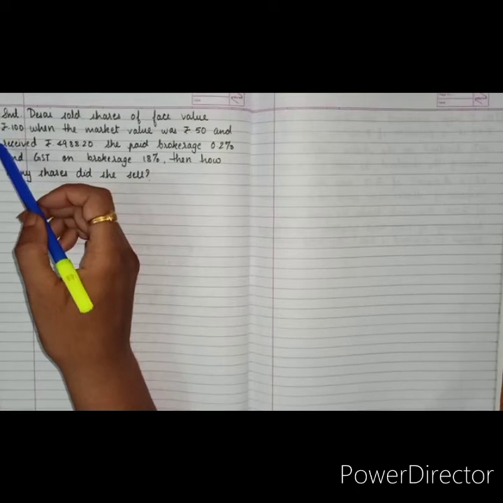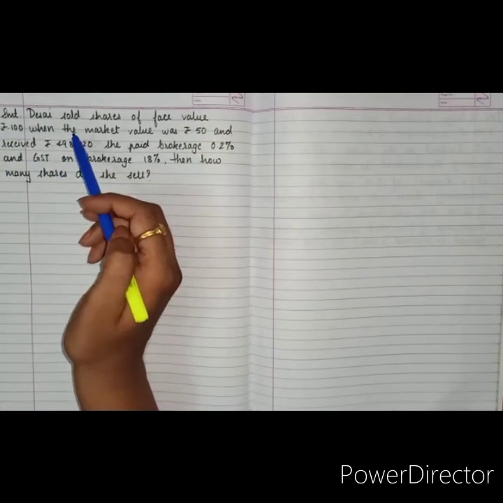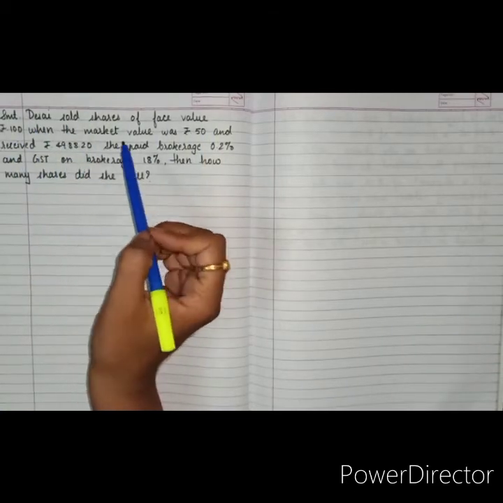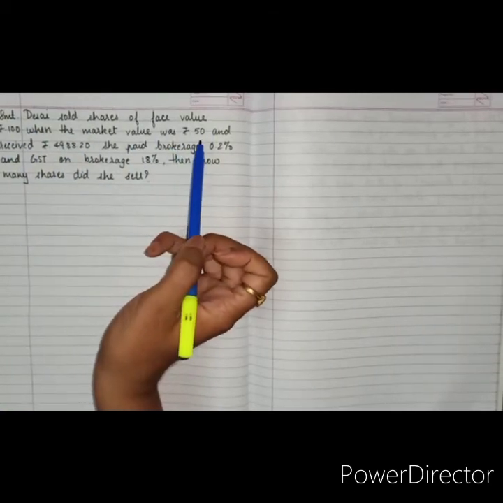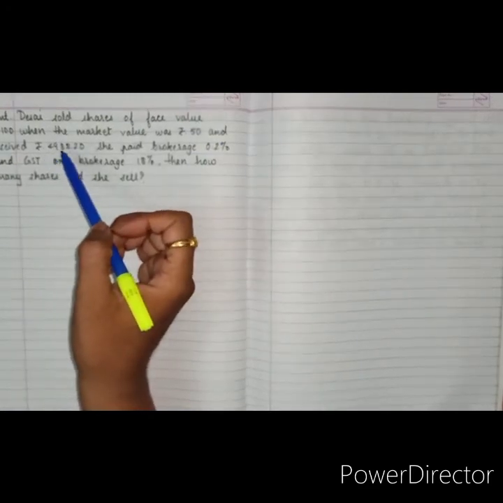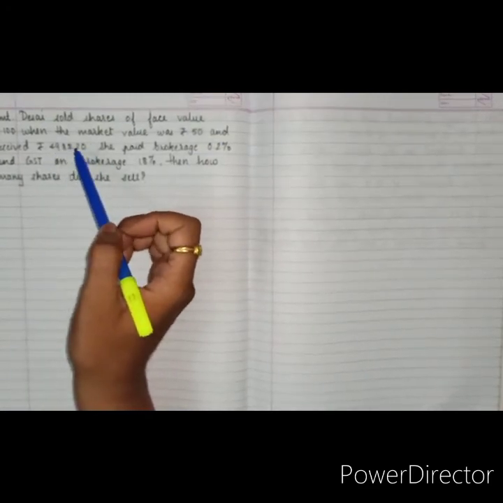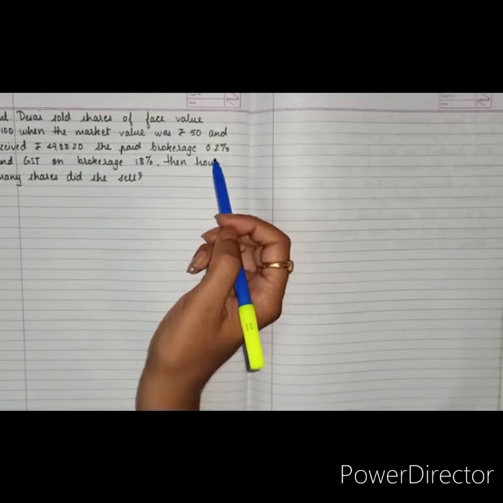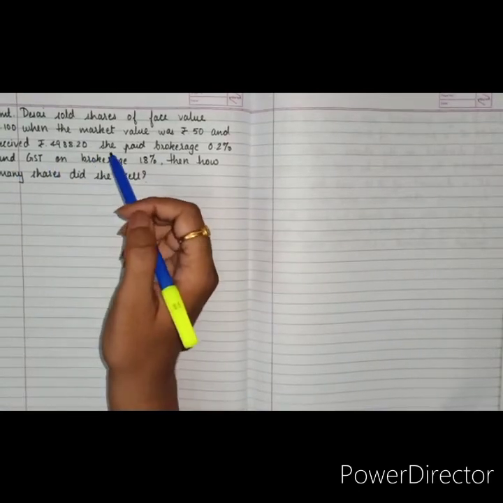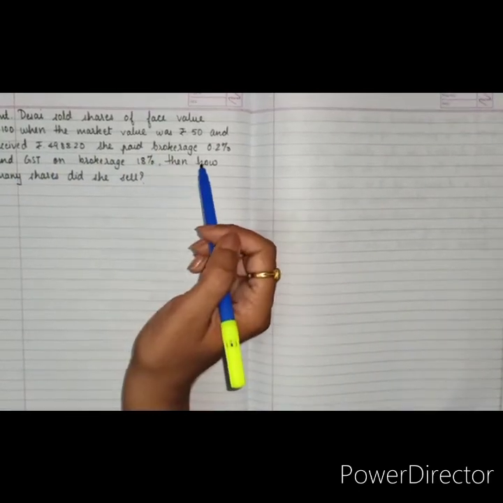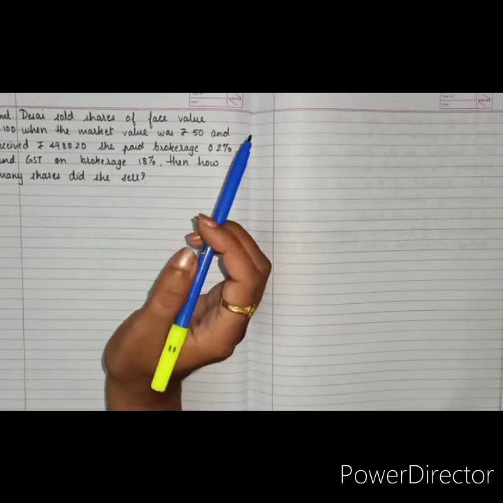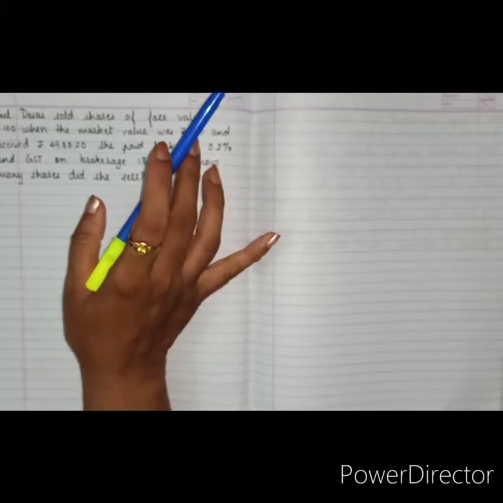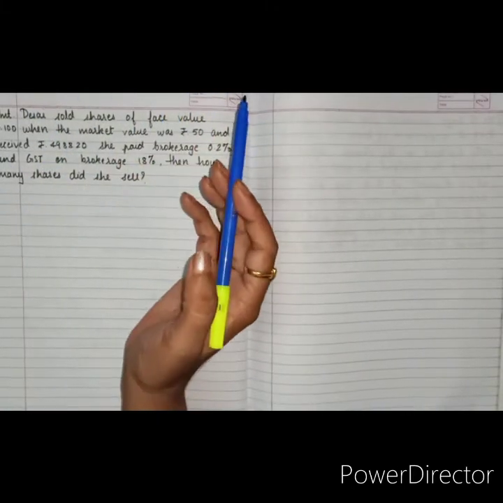Okay, let us see this fourth example now. Srimati Desai sold shares of face value rupees 100 when the market value was rupees 50 and received rupees 4,988 rupees 20 paise. She paid brokerage of 0.2% and GST on brokerage at 18%. Then how many shares did she sell? I hope the question is clear to you. You just need to find how many shares she sold.